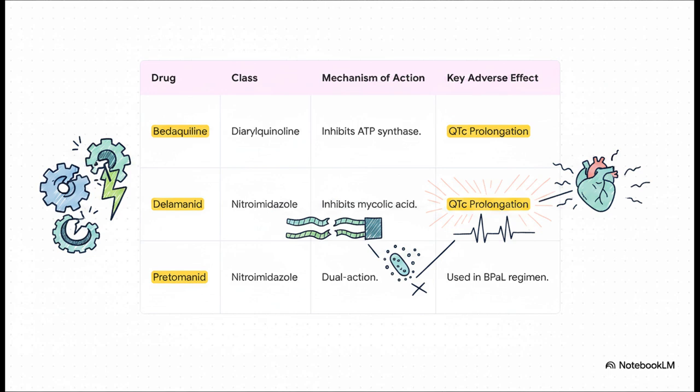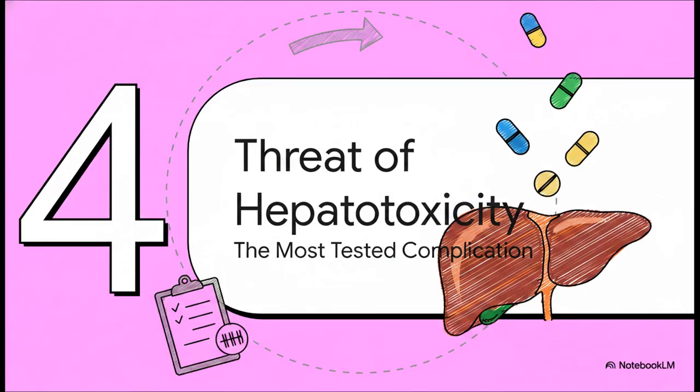For both bedaquiline and delamanid, the big one, the one you have to worry about, is QTc interval prolongation. This can lead to potentially fatal cardiac arrhythmias. So the rule is simple. If your patient is on bedaquiline or delamanid, you are doing regular ECGs to monitor that QTc interval. It is absolutely mandatory.